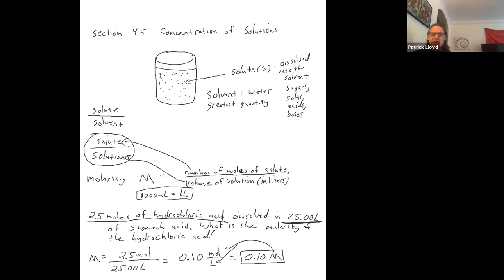There's a similar unit called molality. There's only one letter difference. You take out the R and you put an L. It is a concentration unit, but it's a little different. Instead of being moles per liter, it's moles per kilogram, using the mass of the solvent. But we're not going to cover that. We'll get to that later in the course.